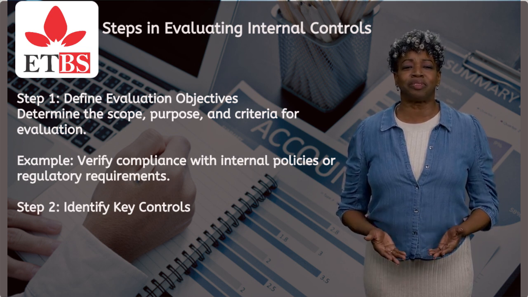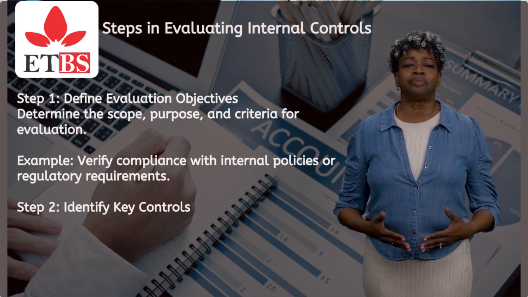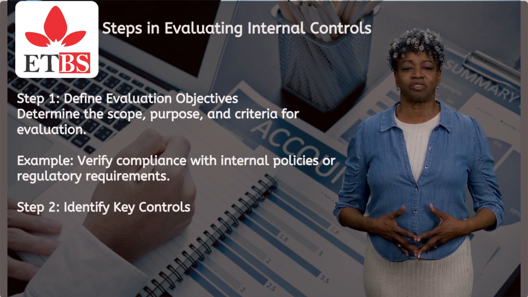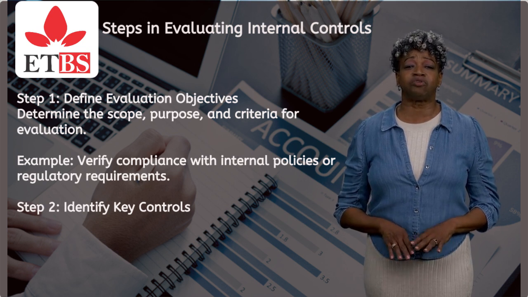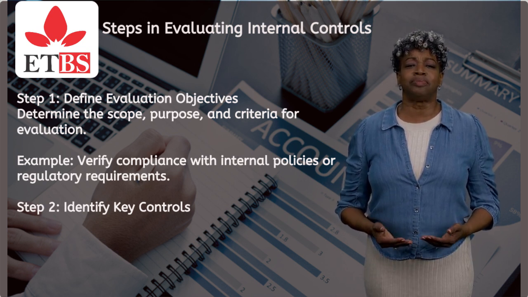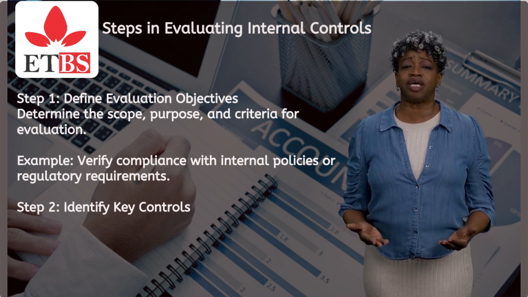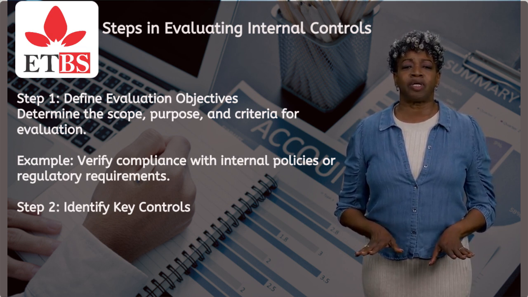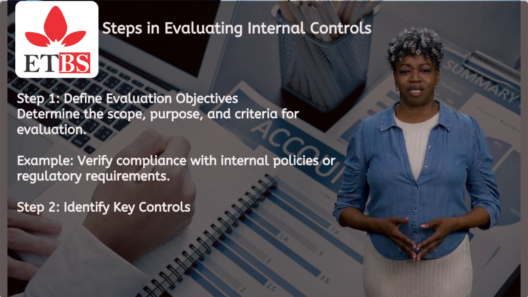Step 4. Test controls. Apply control testing techniques to assess operational performance. Types of testing. Walkthroughs: trace a transaction through the process. Sampling: select representative transactions for review. Analytical procedures: compare trends, ratios, and variances. Step 5. Assess control strengths and weaknesses. Determine effectiveness, reliability, and sufficiency of each control. Categorize findings: strong, acceptable, needs improvement, or ineffective.